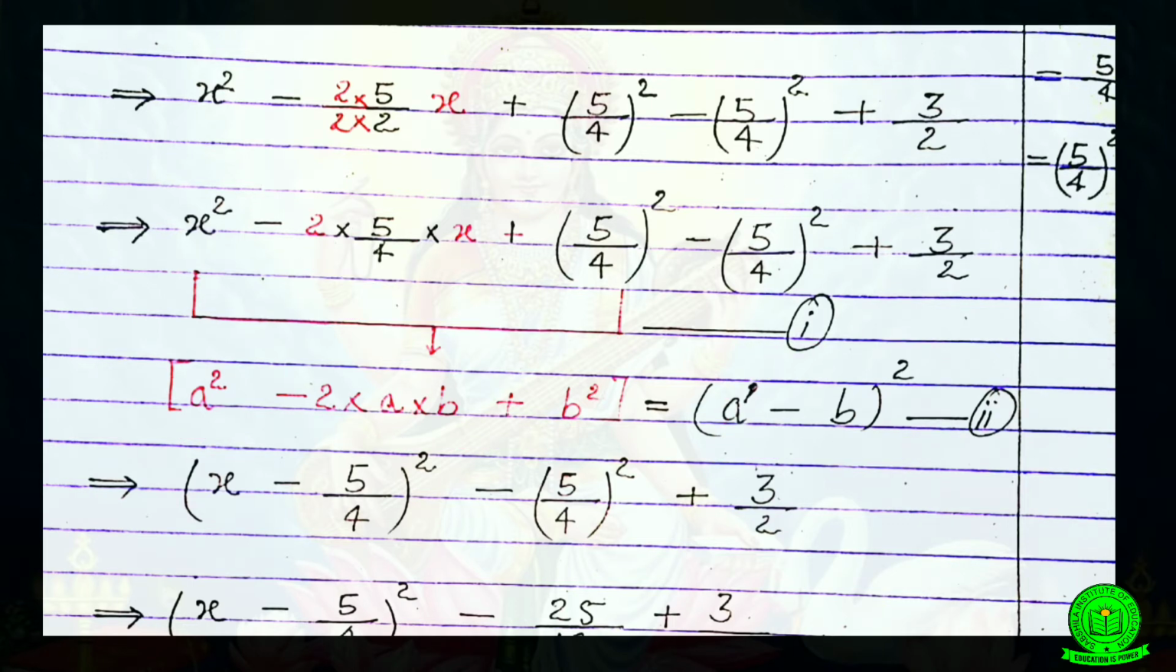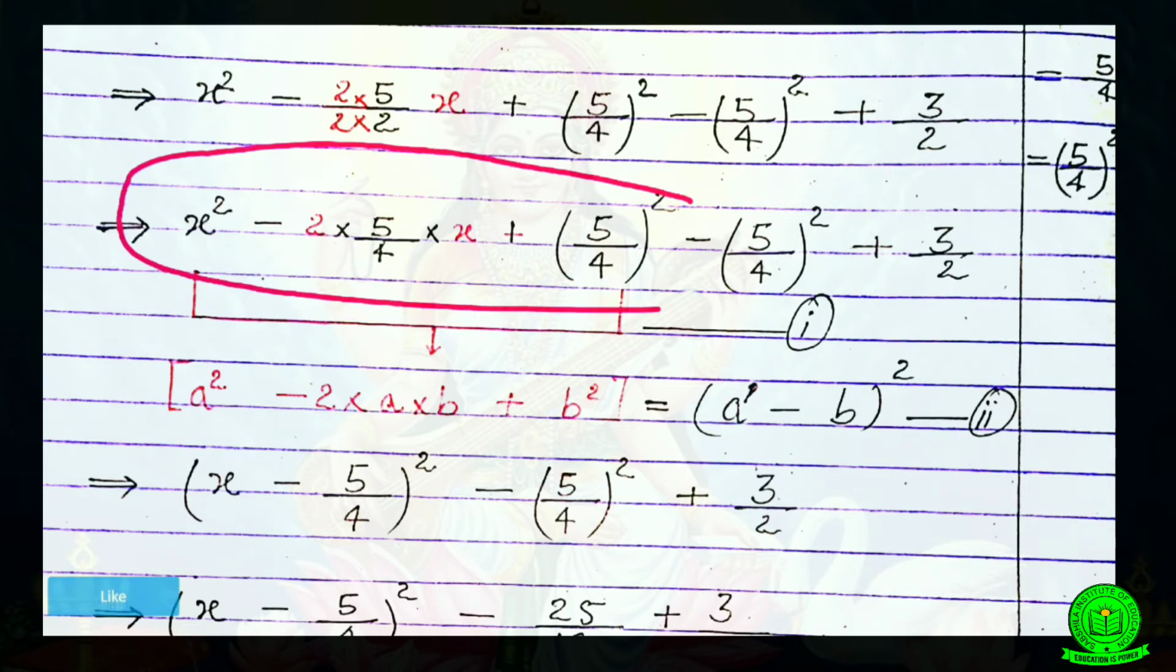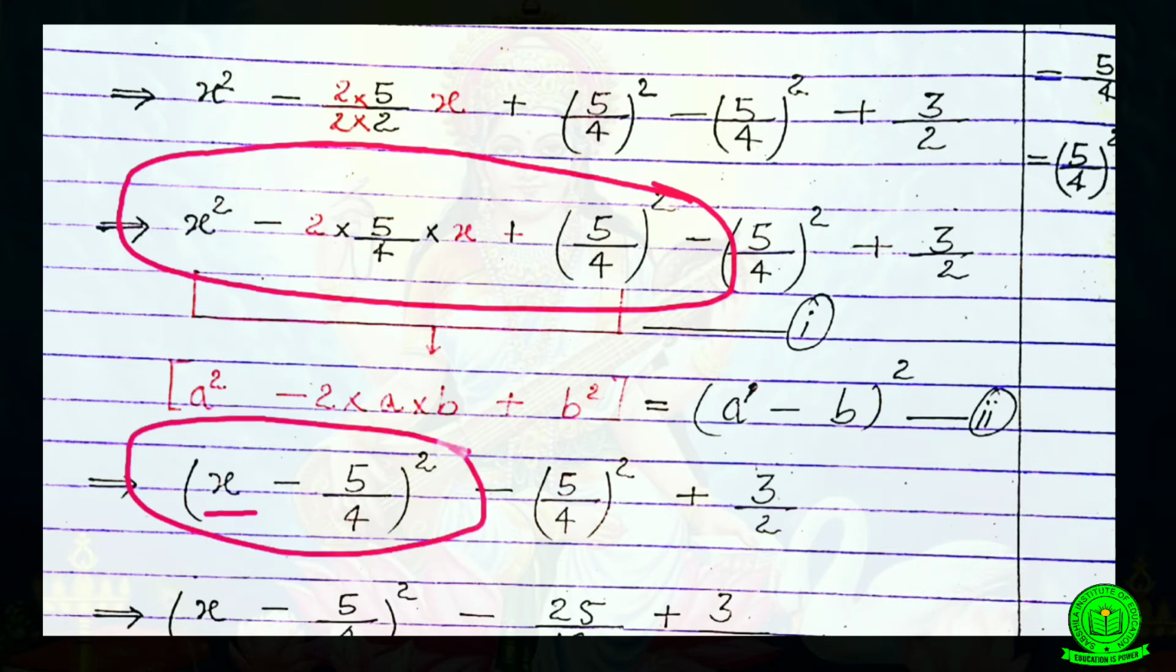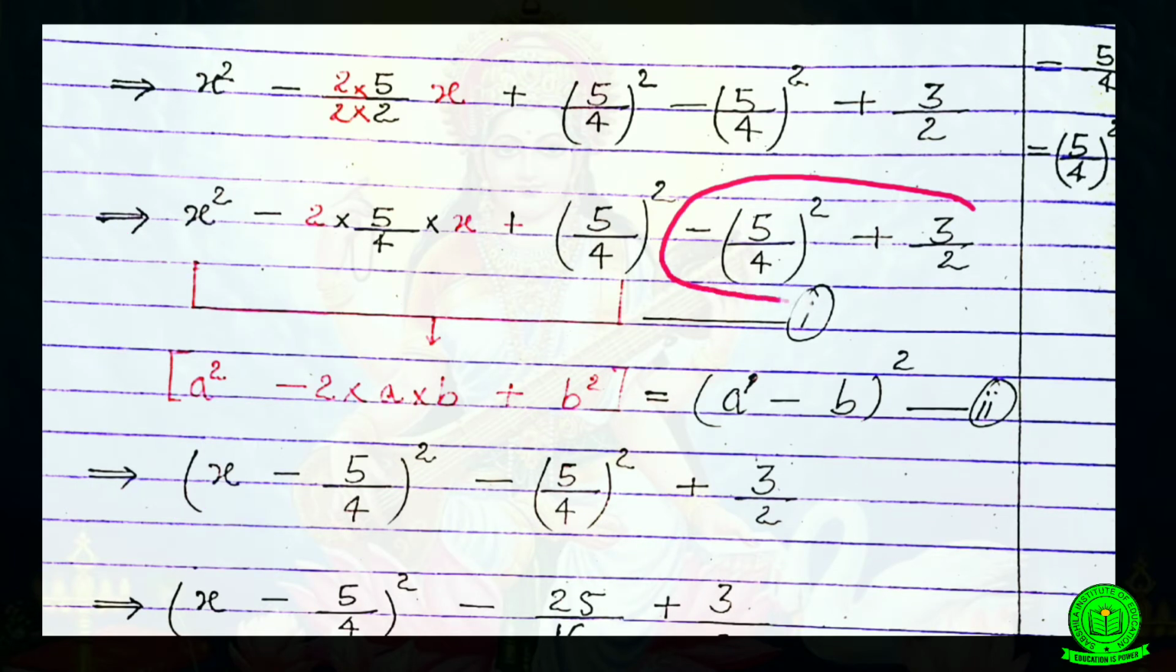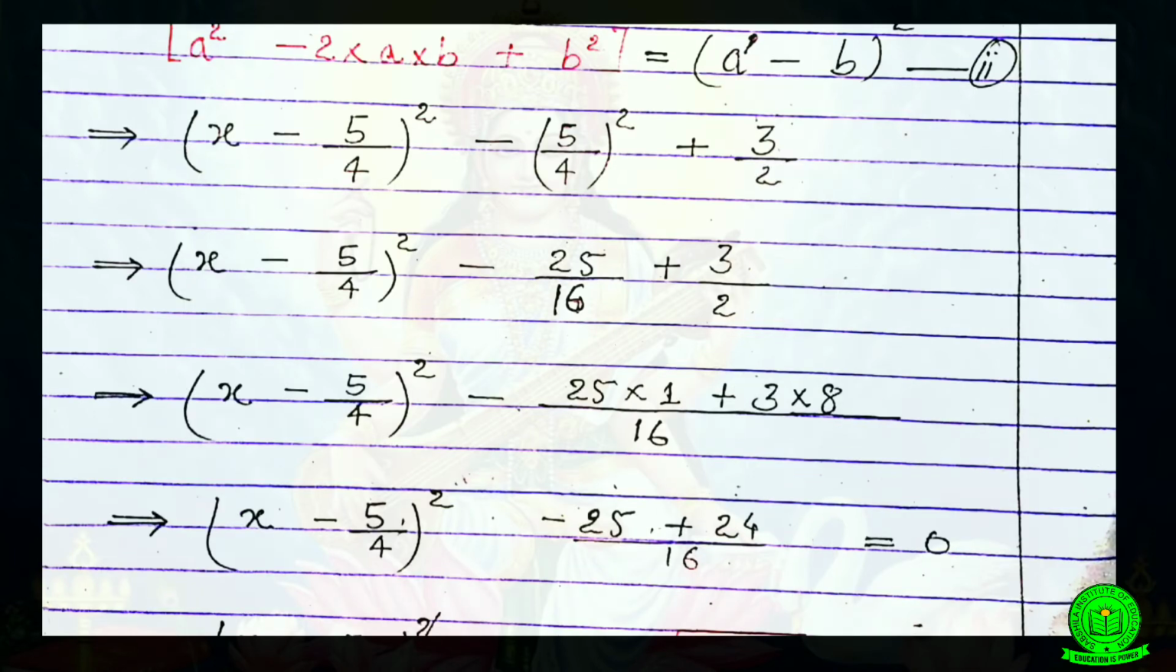Okay, so we can write in the place of x square minus 2 into 5 by 4 into x plus 5 by 4 whole square, that is x minus 5 by 4 whole square. Okay, it is from the formula. The number we left is minus 5 by 4 whole square plus 3 by 2, so it is already written. Now what we have to do is solve this.